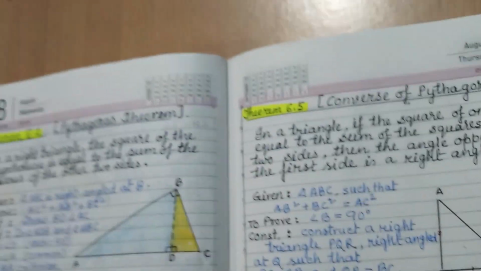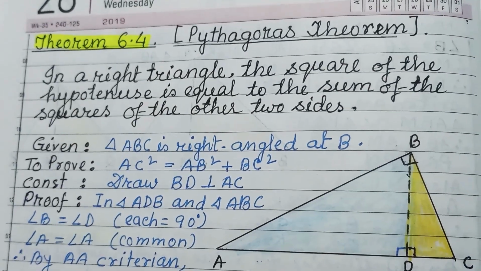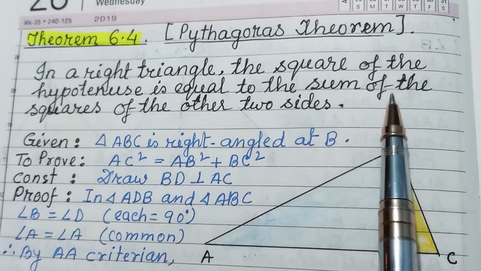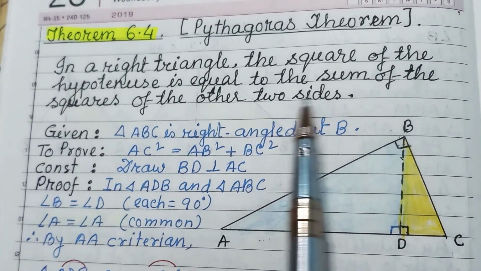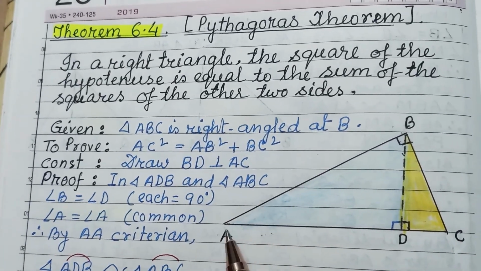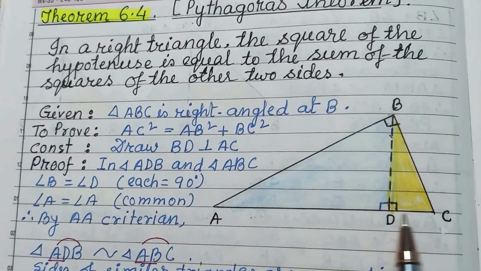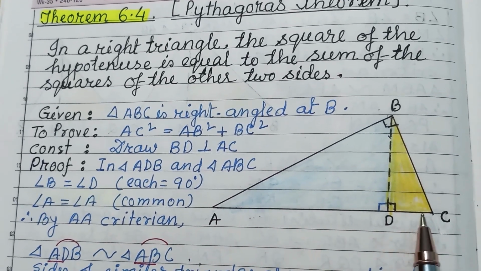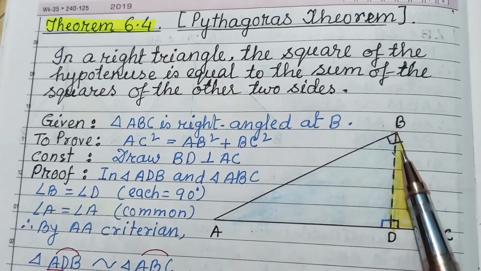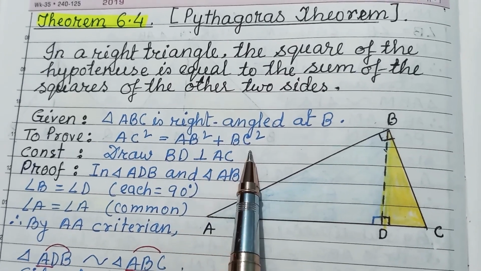Okay. Now see here, Pythagoras theorem. The theorem is: in a right triangle, the square of the hypotenuse is equal to the sum of the squares of the other two sides. Opposite to the 90 degree angle, this line is the hypotenuse. So AC square is equal to AB square plus BC square.